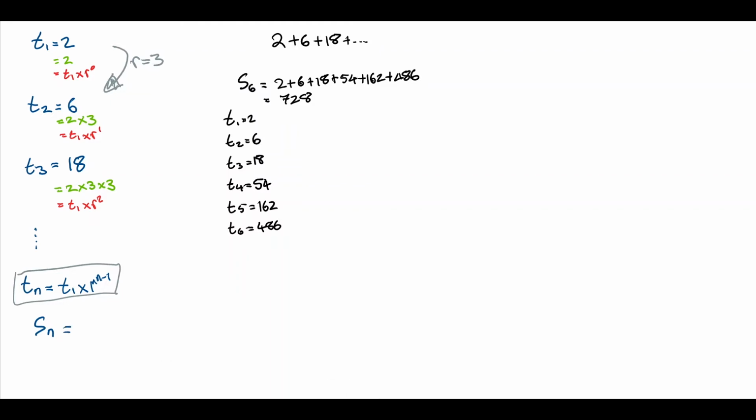And so we know that's just going to be the first term plus the second term plus the third term plus so on, all the way up to the nth term. The first term is just t of 1, but the second term is t of 1 times r. The third term would be t of 1 times r squared, plus dot dot dot, all the way up to the nth term, which is t of 1 times r to the n minus 1.